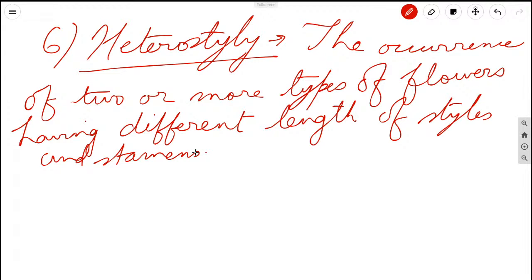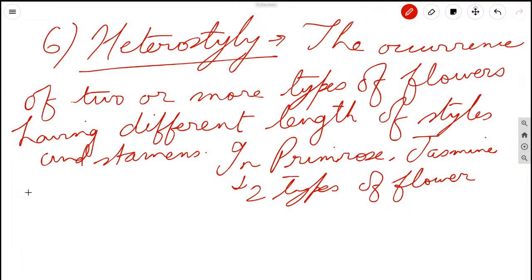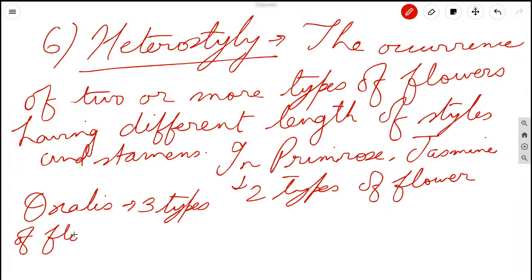In plants like primrose and jasmine, in the primrose flower, which is also very famous for omega-6 fatty acid, evening primrose oil, extracted from the primrose only, there are two types of flowers. While in the oxalis plant there are three types of flowers. These types are based solely on the length of their styles and stamens.